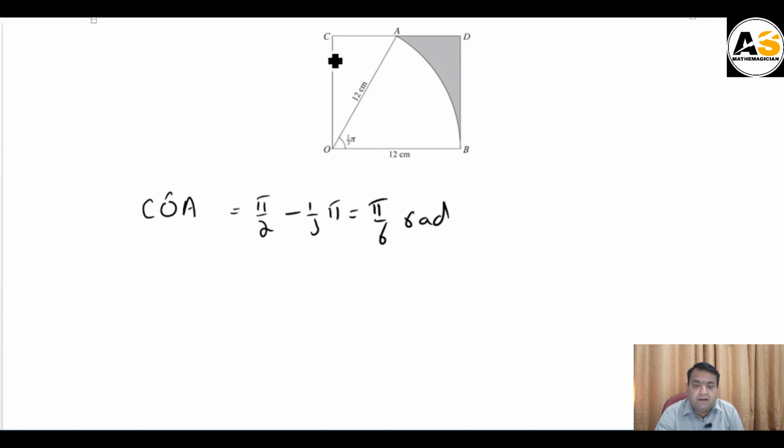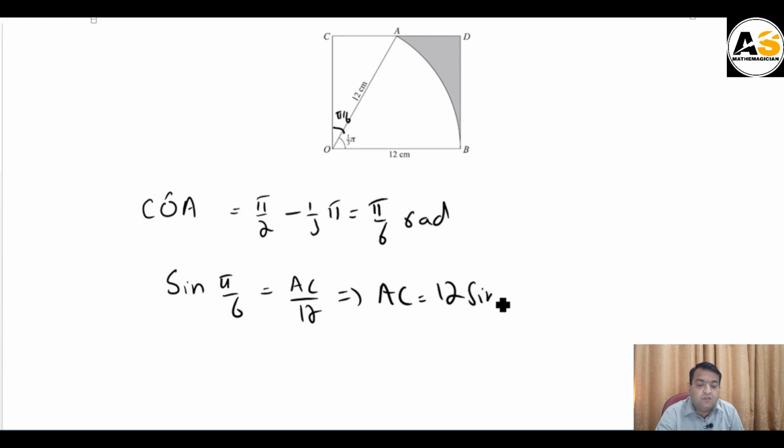From the figure, look out over here, what is sine pi by 6? This angle is pi by 6, this angle we just calculated. Sine pi by 6 is equal to opposite AC over hypotenuse 12. From here I will calculate AC is equal to 12 into sine pi by 6. This AC will be 12 into 1 by 2, 6 centimeter. So this AC line length is 6. This AD will also be 6.